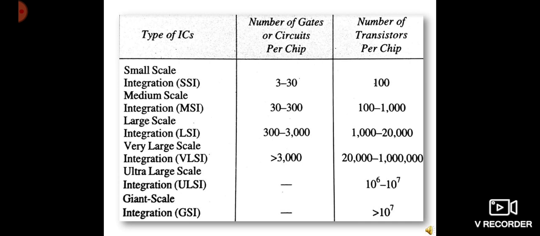You must note in the third column, starting with the SSI, that the number of transistors per chip was 100. For MSI, it is in the range of 100 to 1000. Then for LSI, the number is 1000 to 20,000. Then for VLSI, it is in the range of 20,000 to 10 lakh. And then I have already told you. So you must know these numbers while you are studying IC technology.